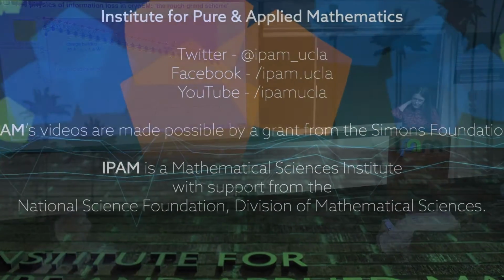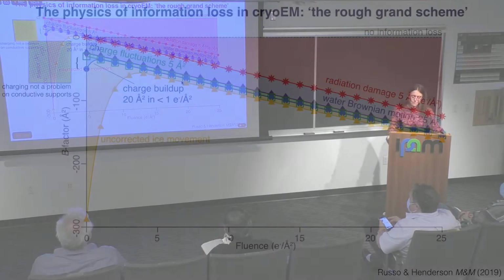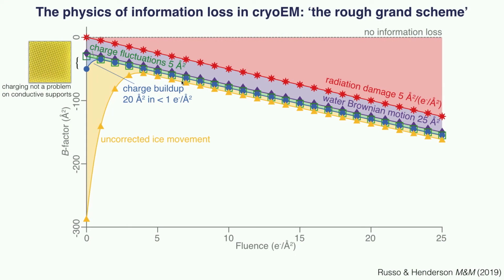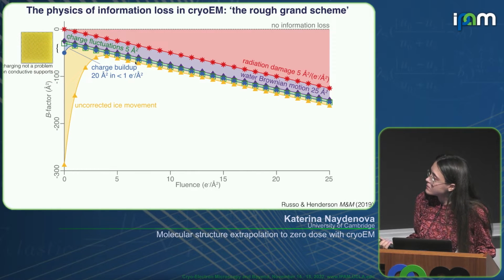So I'd like to start with this slide, which summarizes our understanding of all the physical factors that limit the quality of the biological cryo-EM data. In terms of a B factor, which is just a number that we assign to assess the relative quality of images. So we have a few main problems.